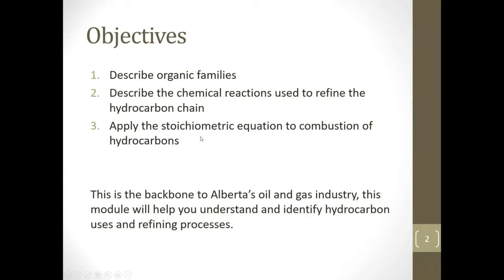And the last objective is applying the stoichiometric equation to the combustion of hydrocarbons. And we've looked at this before in analyzers, I believe, when we did combustion. So that shouldn't be anything new there. So that one's not too bad. A few calculations in this objective, but not too bad. So this module is a backbone, basically, to Alberta's oil and gas industry. It'll help you understand and identify uses for hydrocarbons and the different refining processes that we apply to them.